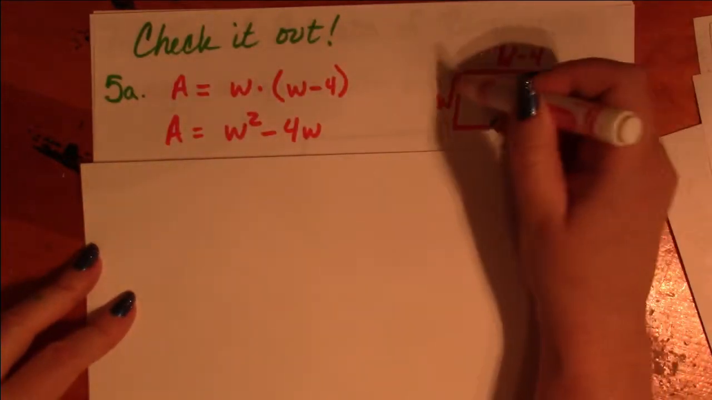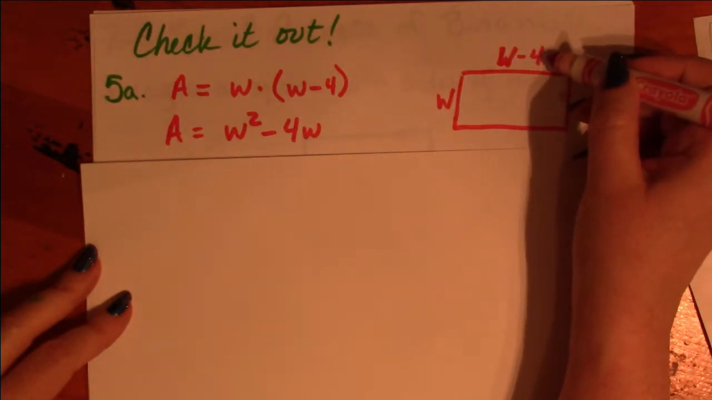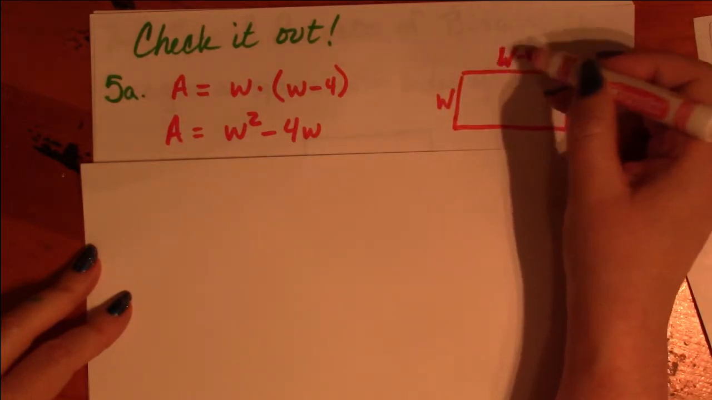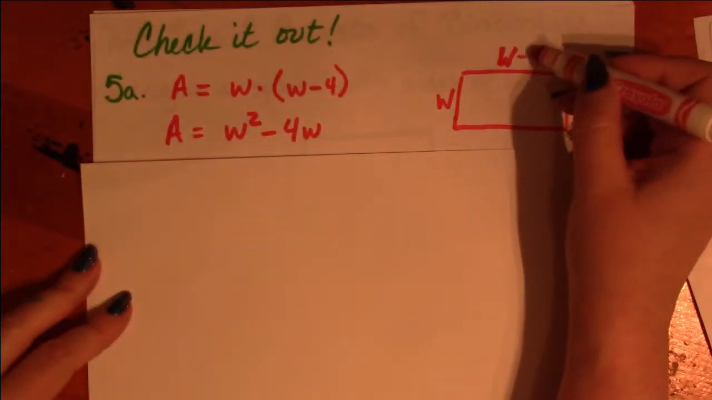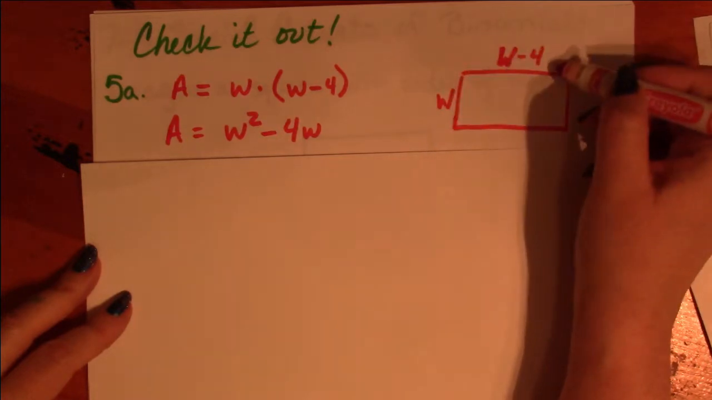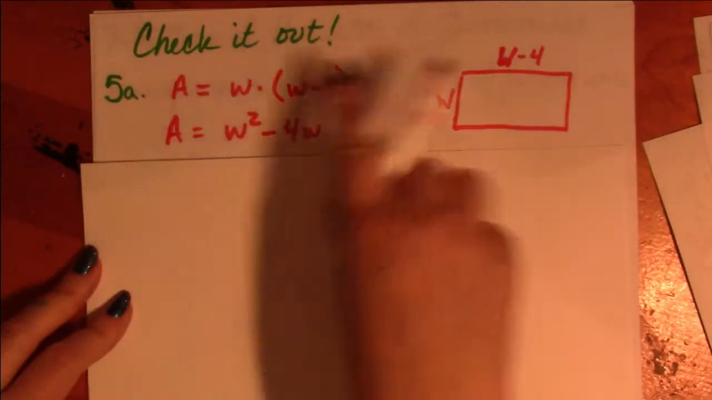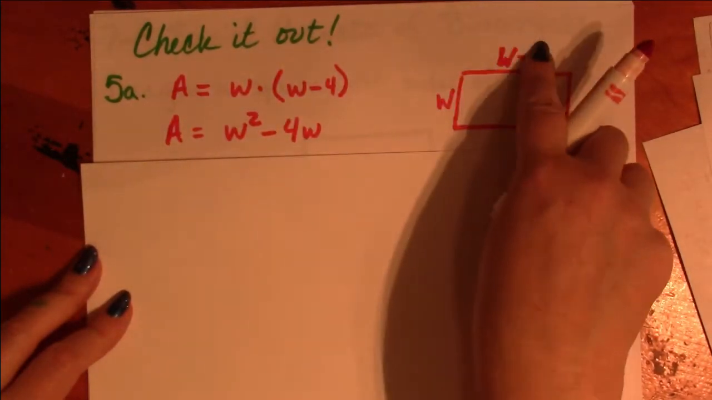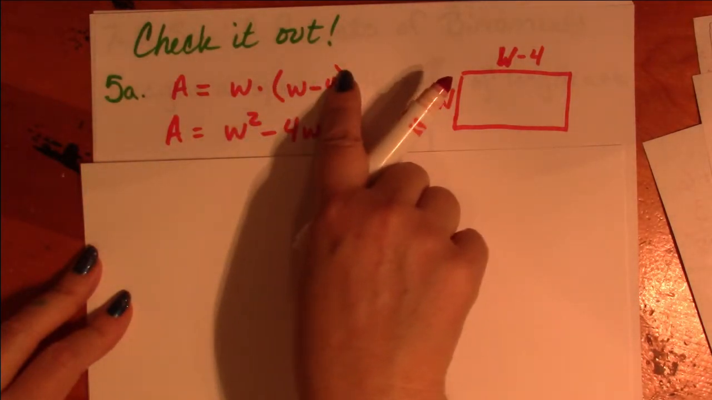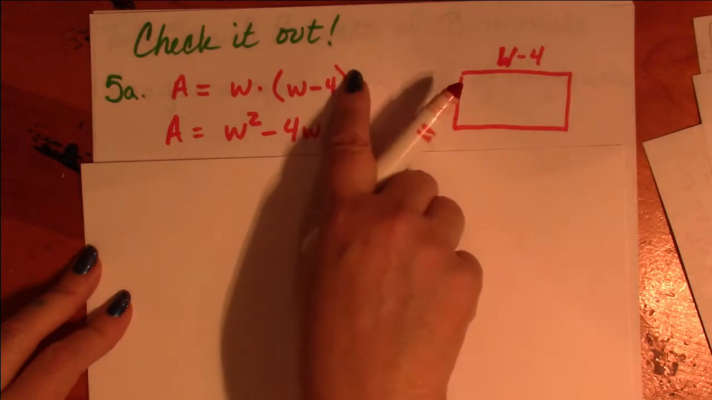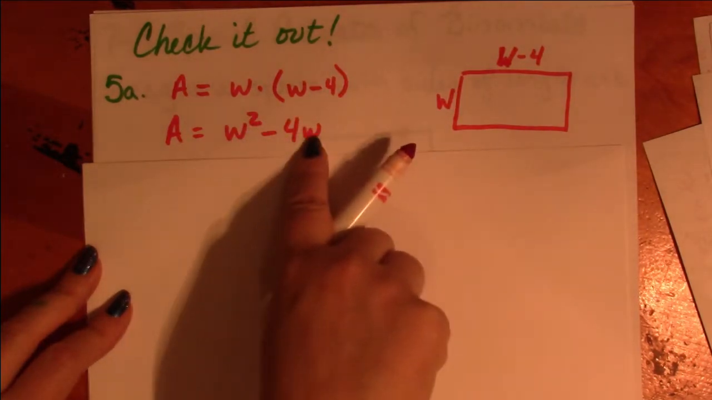Okay, for 5A, we have our width, and they're telling us that the length is 4 meters shorter than the width. So it's going to be width minus 4. So we've got one variable that we use twice because they're related to each other. So our area is going to be this one times this one, width times width minus 4, which is length. So our area, if we distribute this W, is width squared minus 4W, and that's it. That's our formula.